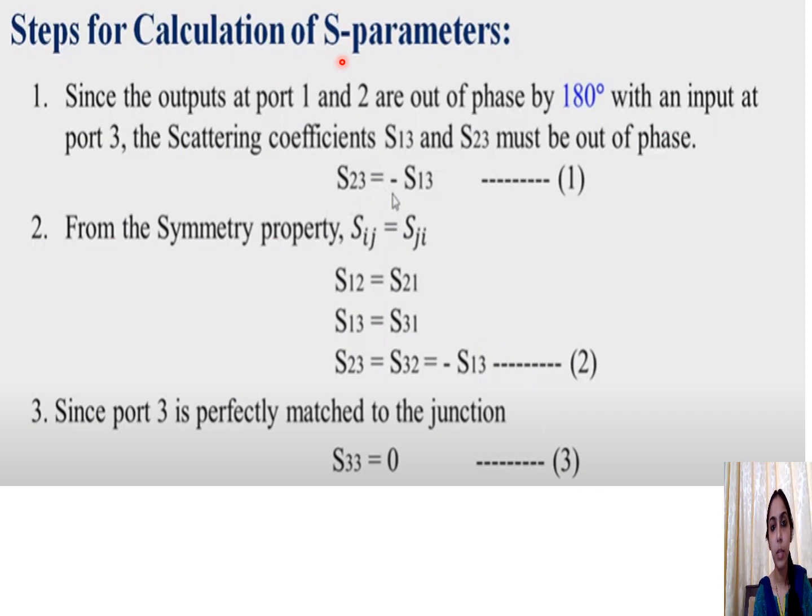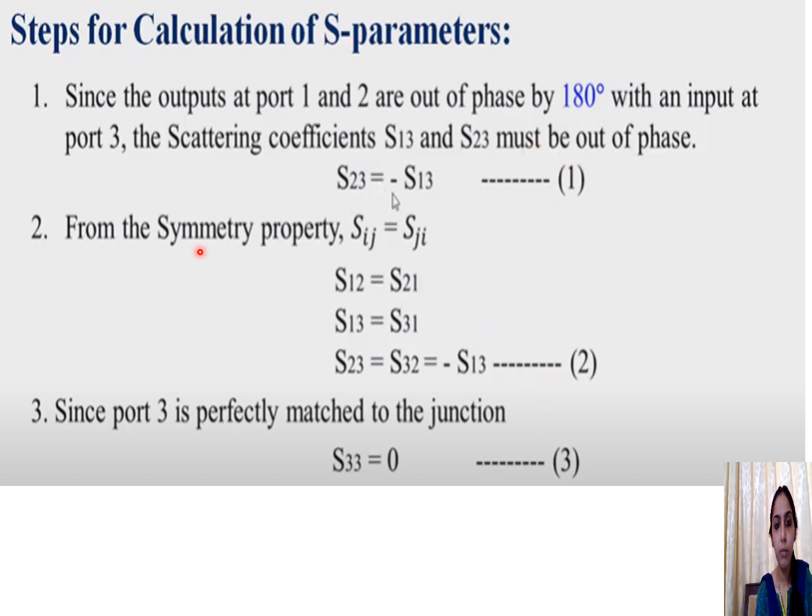By now we are familiar with some properties of the E-plane T, so using those properties we can formulate the S matrix. First, the outputs at port 1 and 2 are 180 degrees out of phase with the input applied at port 3. So the scattering coefficients S13 and S23 must be out of phase. This equation we have already written before: S23 and S13 are 180 degrees out of phase with each other. So if one is positive, the other will be negative. Let this be our first equation.